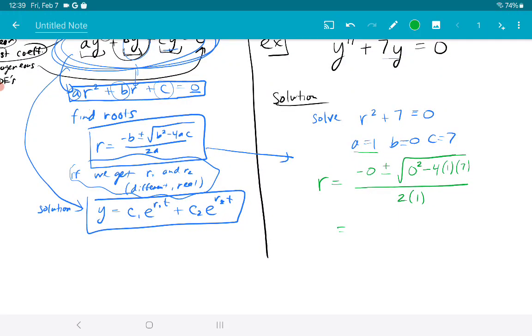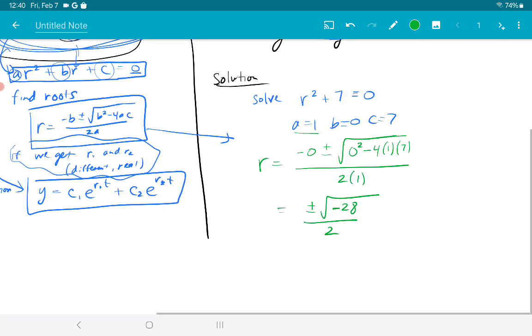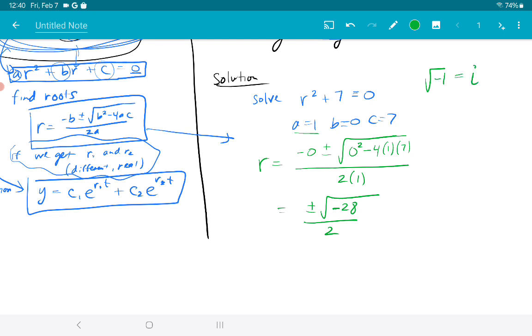Let's simplify this. Well, negative 0 is just 0, so that's gone. We just have plus or minus the square root of, I believe this is negative 28, all over 2. Okay. Well, look at this. We have a square root of a negative. You can't have a square root of a negative, or at least you can't write that as a real number. We learned this the other day. The square root of negative 1, we represent that with the imaginary number i.